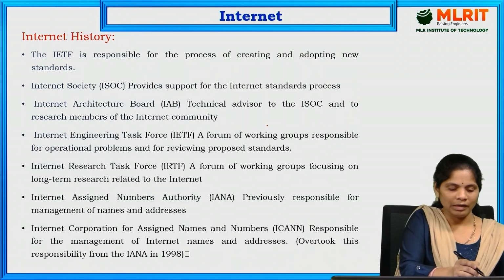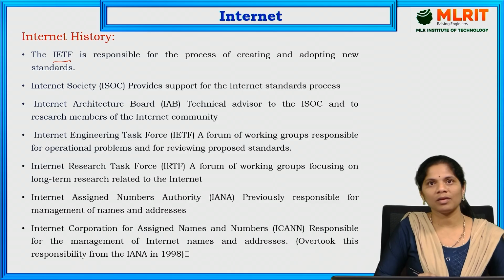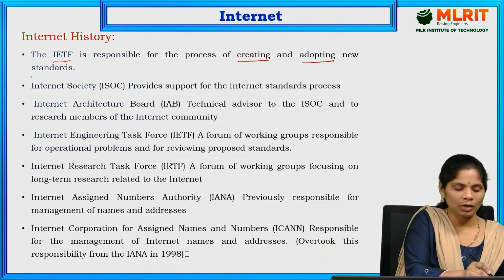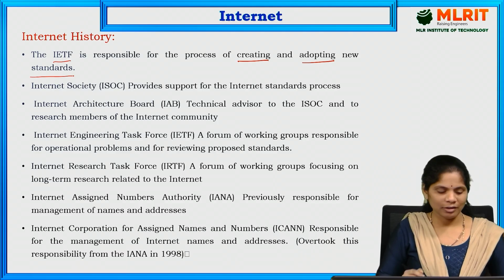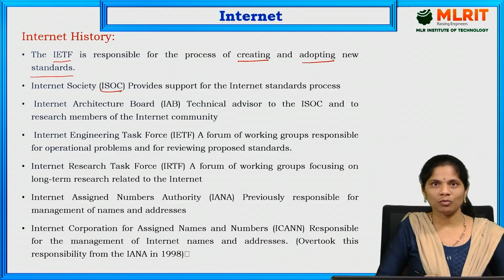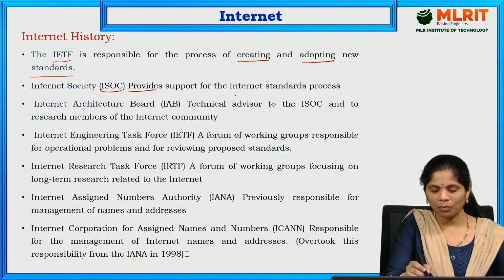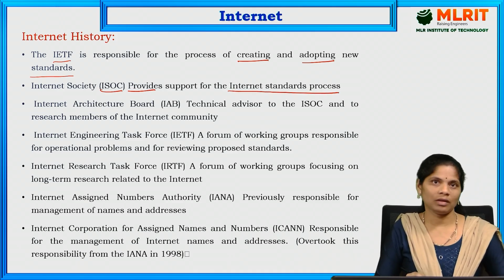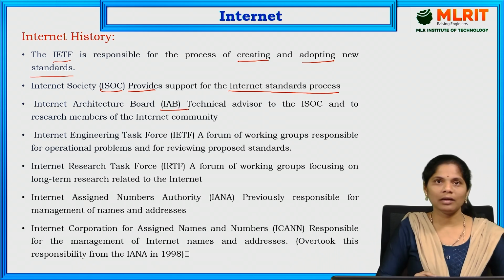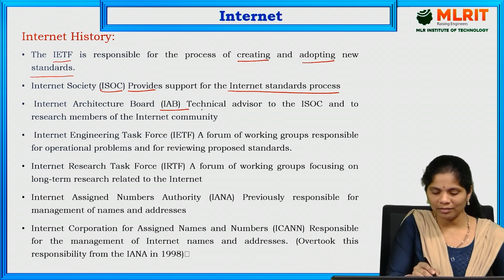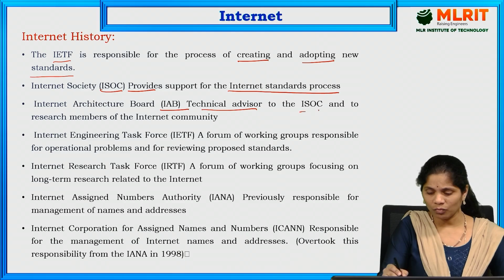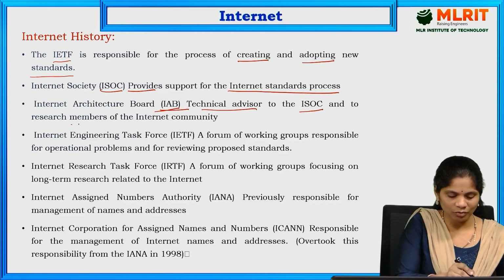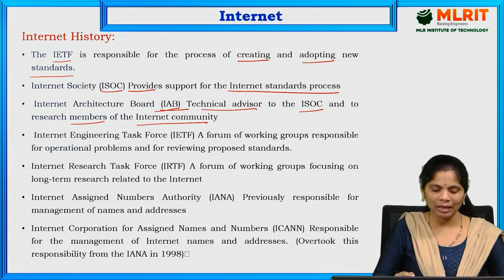First, IETF is there. What is the main responsibility of this IETF? The process of creating and adopting new standards. The next one is ISOC, the Internet Society, which provides support for the internet standards process. The next one is IAB, the Internet Architecture Board. It is a technical advisor to ISOC, and it also serves the research members of the internet community.